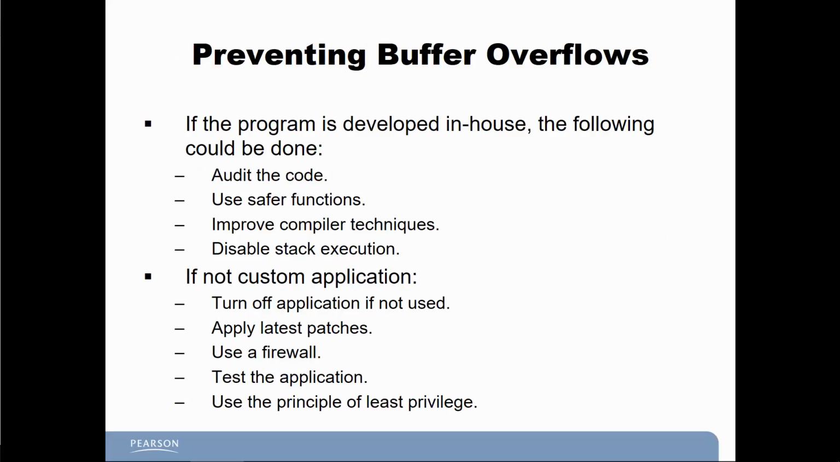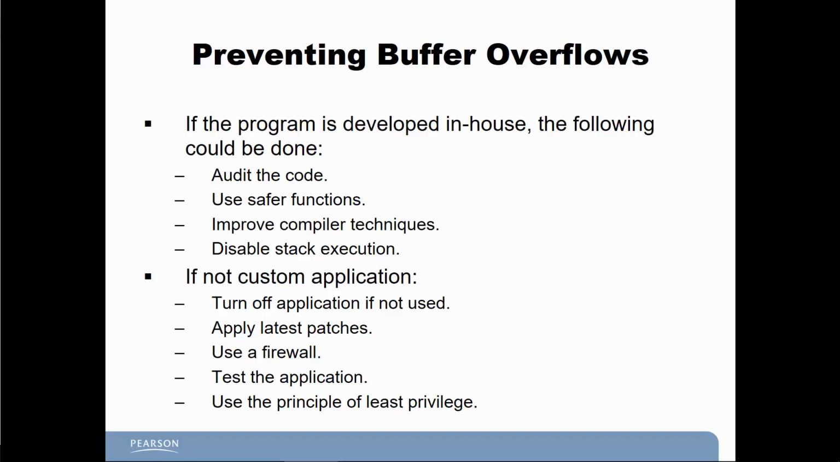So how do we prevent them? Normally we do this by auditing code, by improving compiler techniques, disabling stack execution. You can actually implement filters for user input. You could be careful with the library files you're using, test applications and functionality, as well as validation.